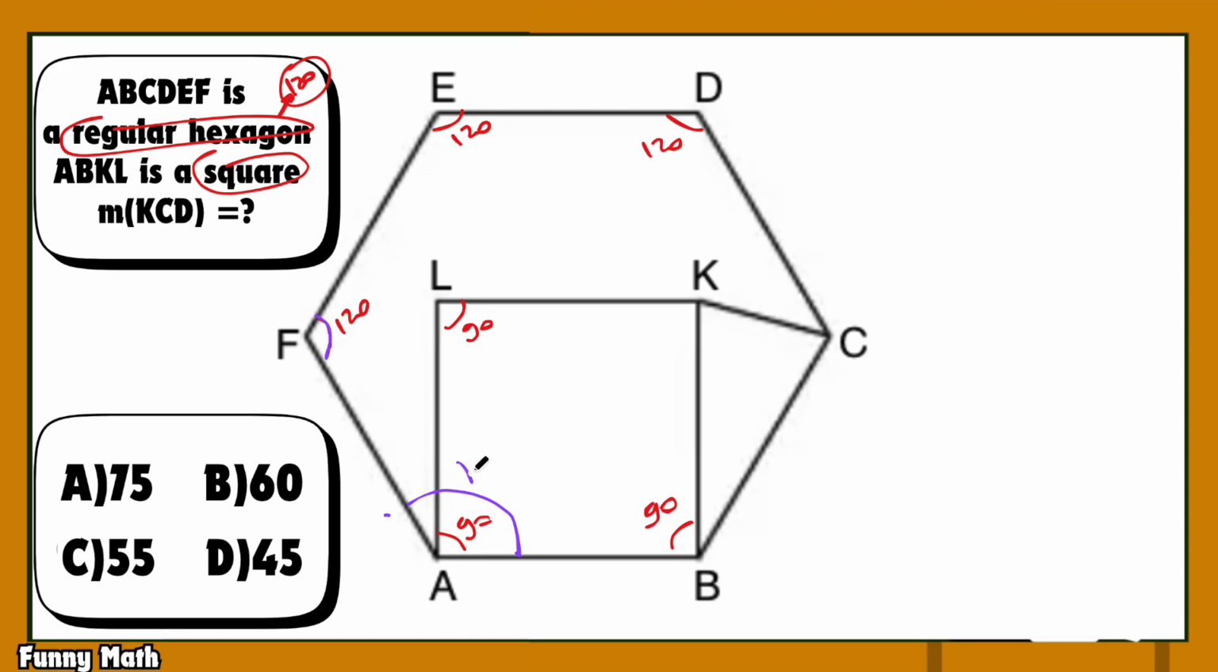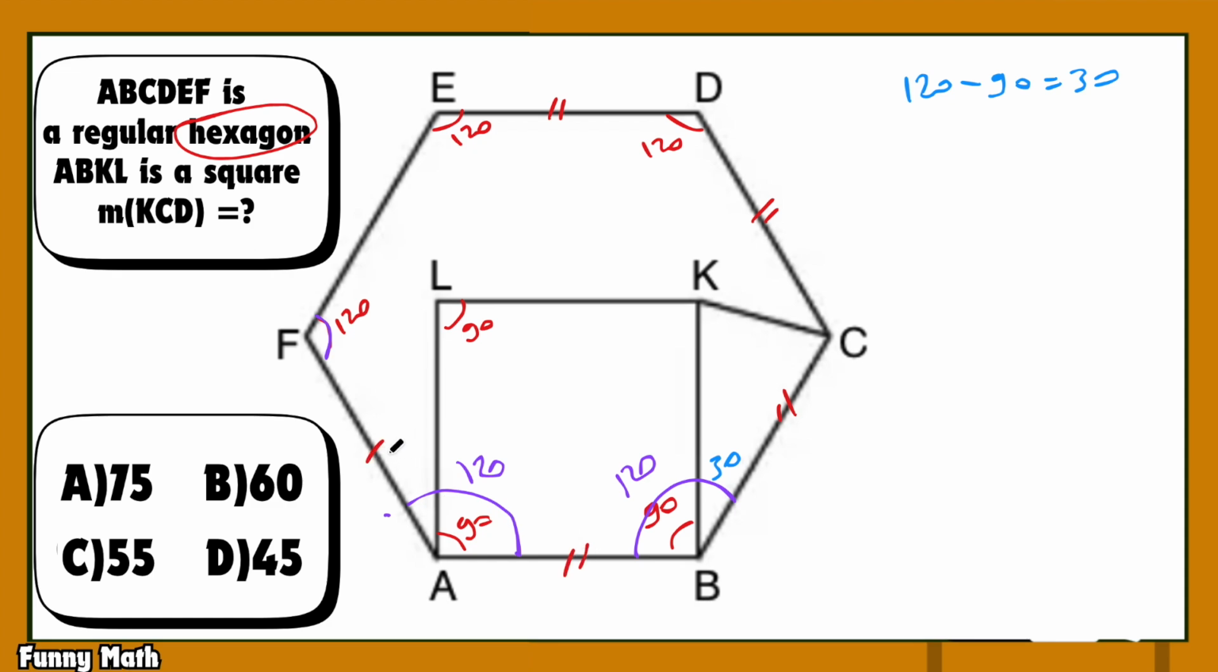The angle in this corner is 120. The angle in between is 120 minus 90, which is 30. Now, let's look at the sides. All sides are equal in a hexagon. All sides are equal in a square.